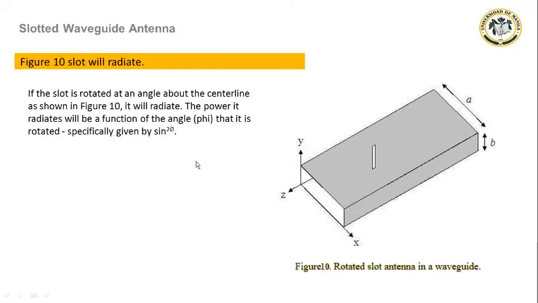Just like figure 9, the rotated slot in figure 10 will radiate too. If the slot is rotated at an angle about the center line, as shown in figure 10, it will radiate. The power it radiates will be a function of the rotation angle phi, specifically given by sine squared phi. Note that the Z component of the current is still responsible for radiation in this case. The X component is disturbed, however the current will have opposite magnitude on either side of the center line and will thus tend to cancel out the radiation.